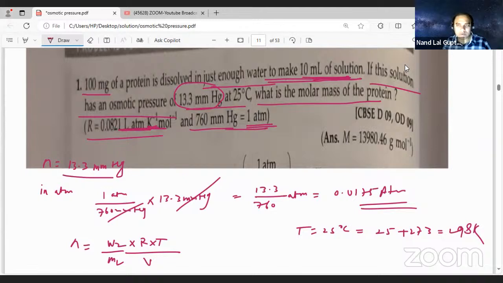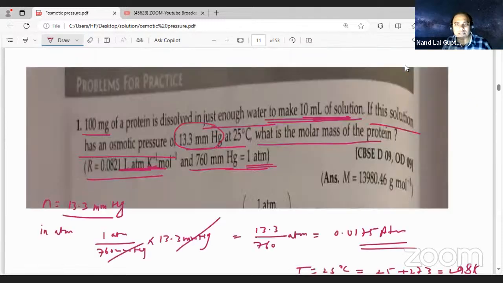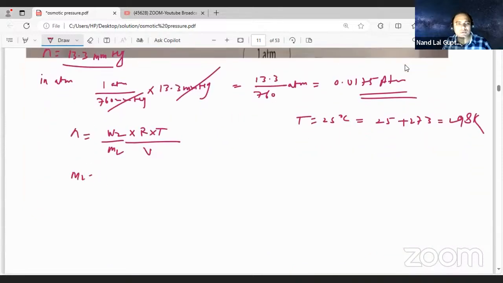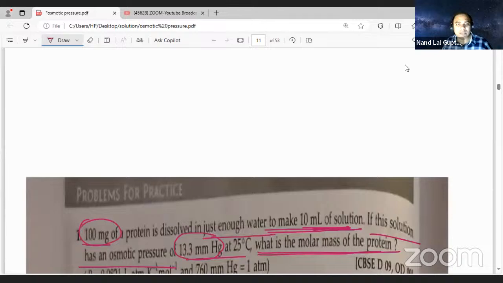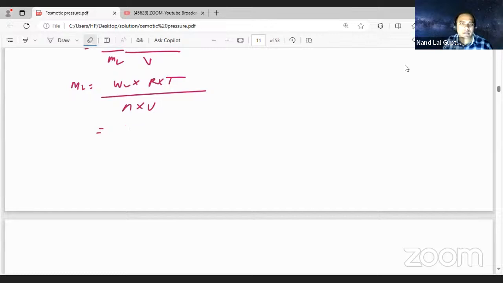So let's write down these values. You see what they are asking: what is the molar mass of the protein? So we modify this formula. M2 is equal to W2 into R into T by pi into V. W2 was already given, student. How much is it? 100 milligram. 100 milligram means what? We have to take it in gram, student. So 0.1 gram.